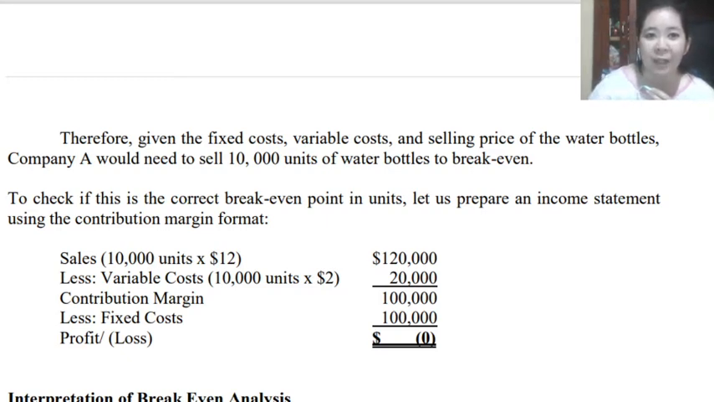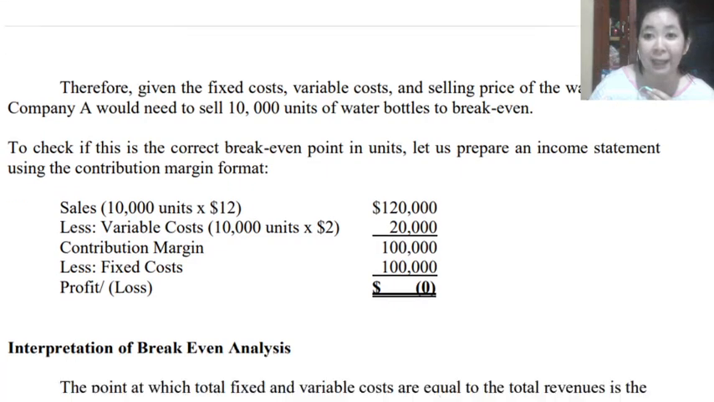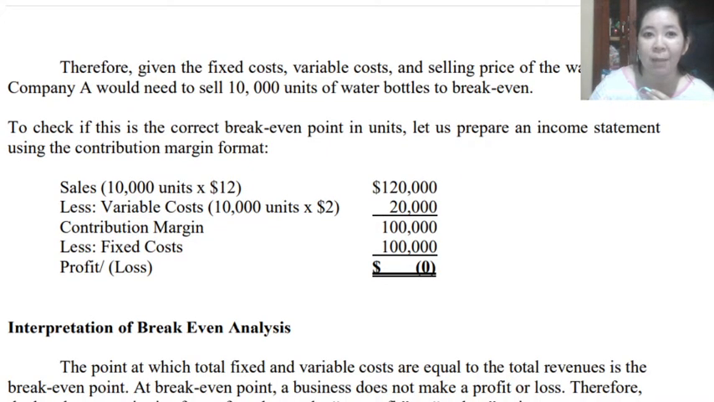So to check if the resulting break-even point is correct in units, we will prepare an income statement using the contribution margin format. So this is what I talked about in our previous video lecture, compared with your usual income statement. Here under the contribution margin format, what we will do is to classify your cost according to variable and fixed costs.